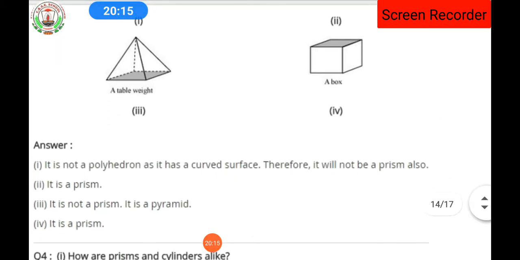So the answer will be, first, a nail is given. So it is not a polyhedron as it has a curved surface. So it will not be a prism. Polyhedron जो होता है वही प्रिज्म कहलाएगा, बट इस नेल में कर्व्ड सरफेस होने के कारण ये पॉलीहाइड्रन नहीं होगा. सो पॉलीहाइड्रन नहीं है तो वो क्या होगा, प्रिज्म भी नहीं होगा. Then the second one is an unsharpened pencil, so it is a prism. The third one is a table weight, so it is not a prism but it can be considered as a pyramid. Then the fourth one is a box, so a box will be considered as a prism but it will not be considered as a pyramid. Okay, so you have to write the answer over there.